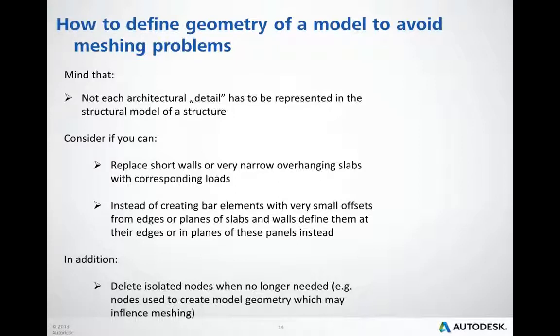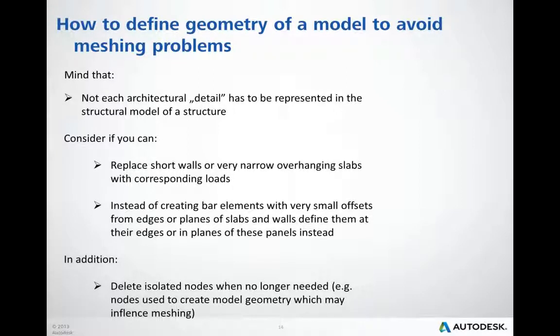Also, elements like short walls or overhanging parts of slabs, cantilevers, should be avoided and replaced with the corresponding loads. And putting elements with small offsets from the edges of the panels is also something that we should consider as really necessary. For accuracy, it may be irrelevant if they are defined on the edges of the panels, but for meshing, that will be a huge difference.